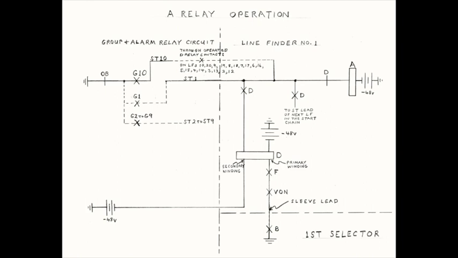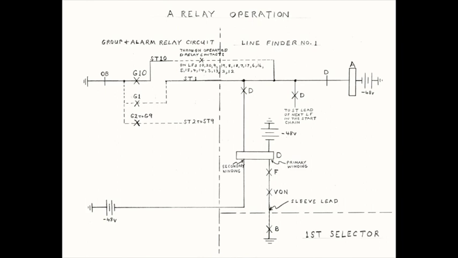In the diagram, assume subgroup relay G1 is operated, and ground is extended through the make contacts to the start 1 lead, to its first choice line finder, which is line finder number 1. The start ground is extended to this line finder's A relay winding, which closes its operating path. The line finder is seized by the operation of the A relay, and it proceeds to connect the calling station to a dial tone from a first selector.